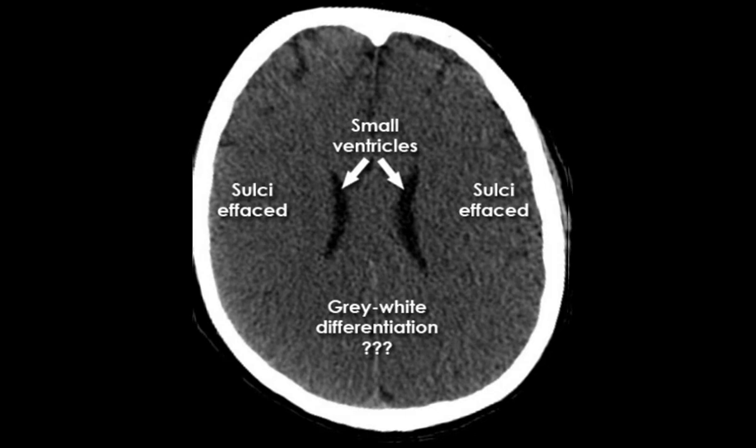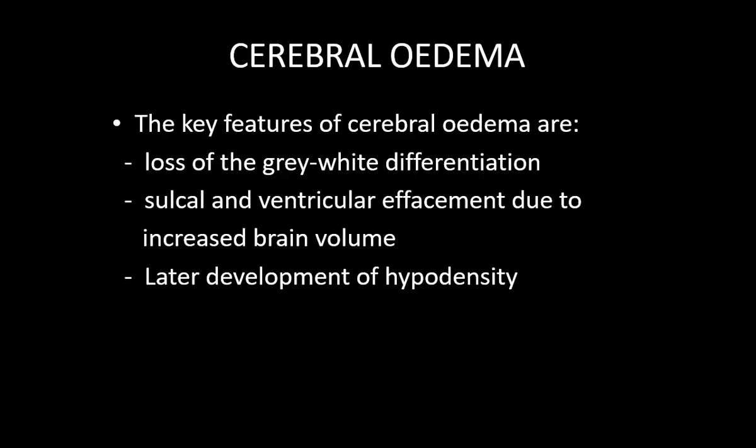So here you can see as the edema increases, the size of the ventricles becomes small, the sulci are effaced, and there is loss of gray-white differentiation. So the key features are loss of gray-white differentiation, and sulci and ventricles become effaced because of increased brain volume with the fluid, and later there is development of hypodensity.